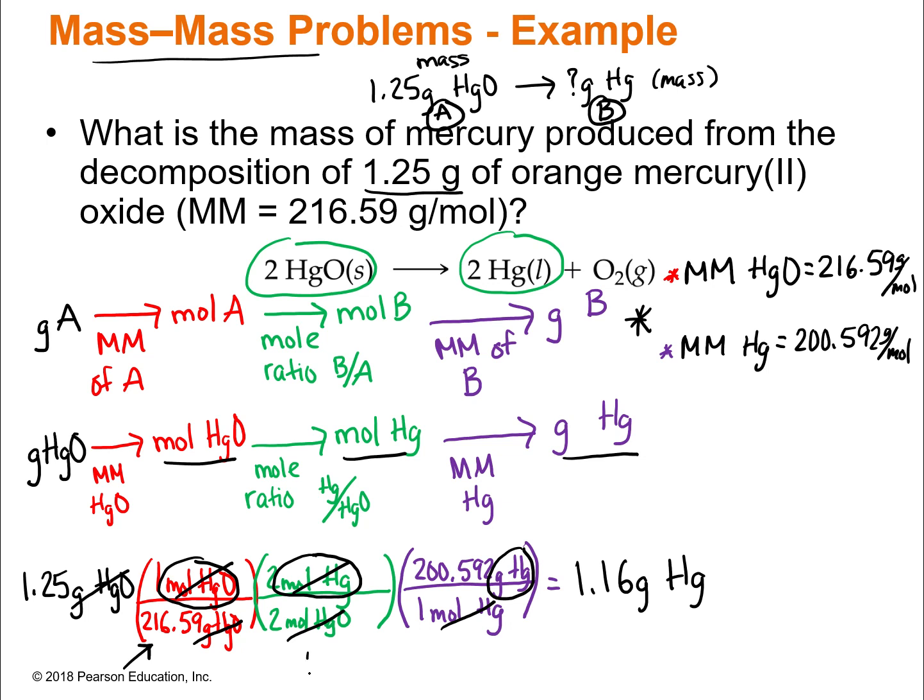So you can break it all up. I use a TI-89, an 83, you can do it the same way. If you have something other than a scientific calculator, you may need to break it up. But you're going to do 1.25 divided by the 216.59. Then you can put that in parentheses if you want. Then you could multiply by 2 over 2, which is 1.